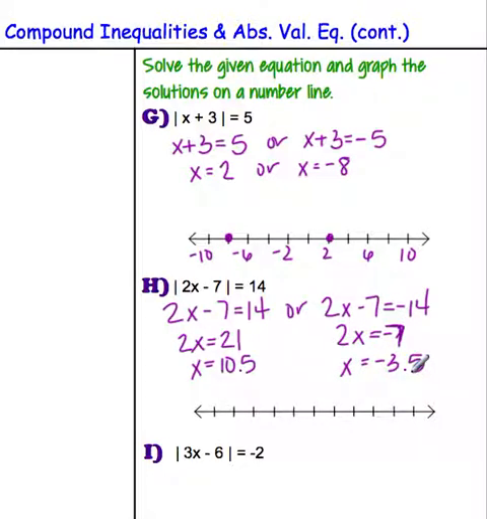So if I graph this, I've got -4, 0, 4, 8, 12, 14, 16. So -3.5 and +10.5. And I have my solutions.